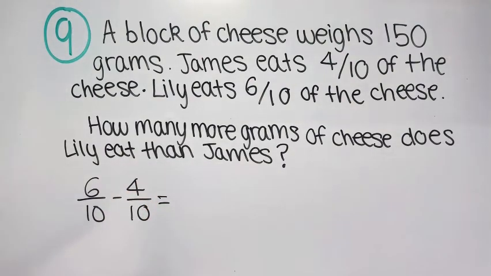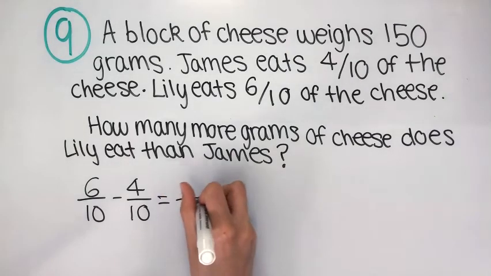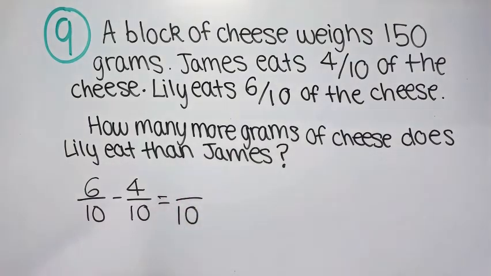The bottom number will stay the same. All we have to do is to take away the top two numbers. 6 minus 4 gives us 2. 2 over 10. That's how much more Lily ate than James.